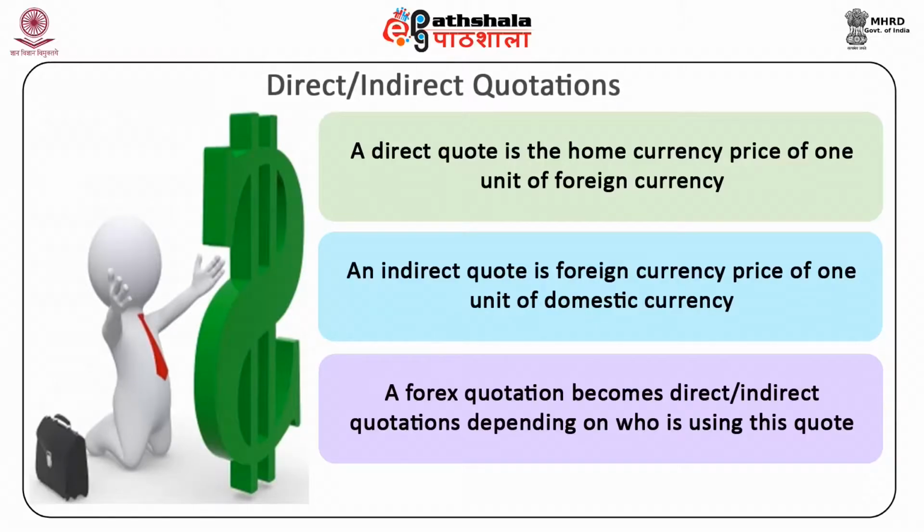American. Similarly, USD 0.020673 divided by INR is a direct quotation for an American person, while it is an indirect quotation for an Indian. INR 70.25 by pound is a direct quotation for a resident Indian, while pound 0.01423 divided by INR is an indirect quotation.